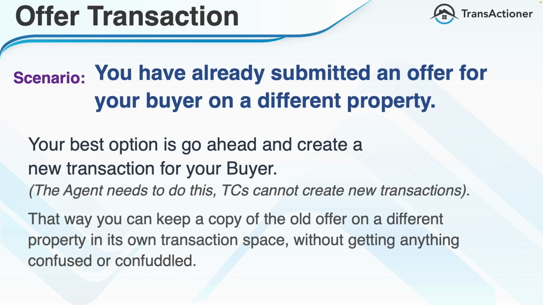And the third scenario is where this buyer has already submitted an offer for a different property. Now, the best option for this is to go ahead and create a new transaction for this buyer. It's much easier to just keep that old transaction, archive it, and keep it for your records, and then start a new transaction for this specific new property. Of course, you are a transaction coordinator, so just like before, the agent needs to create the new transaction and then add you as a TC for that new transaction for this particular property.